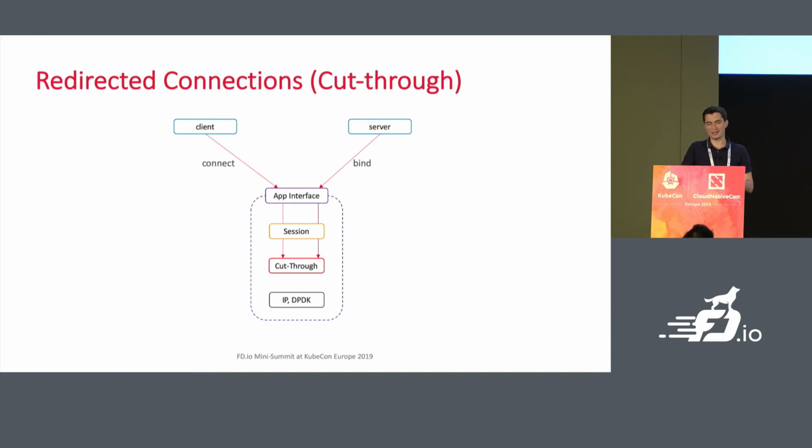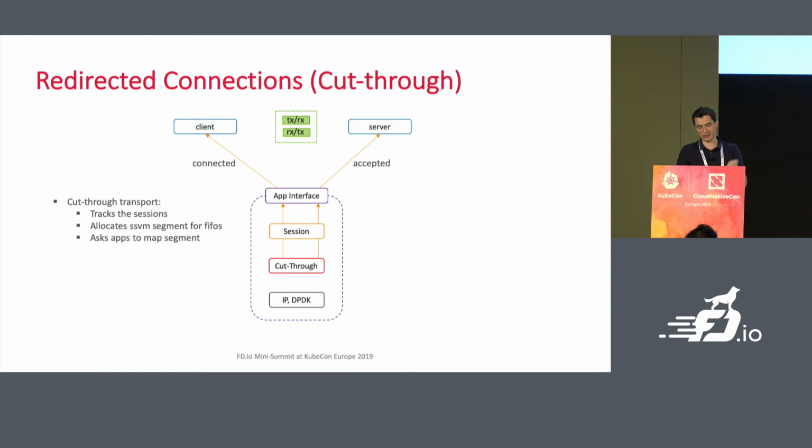What we're trying to do now is pull some of that logic into VPP, and that logic converted into a special sort of transport protocol within VPP. We call that the cut-through transport protocol, and this one knows how to do the introduction between the client and the server. It knows how to allocate shared memory resources for the two of them. So it allocates a segment. Within the segment, it allocates FIFOs. And note how we don't allocate any more message queues.